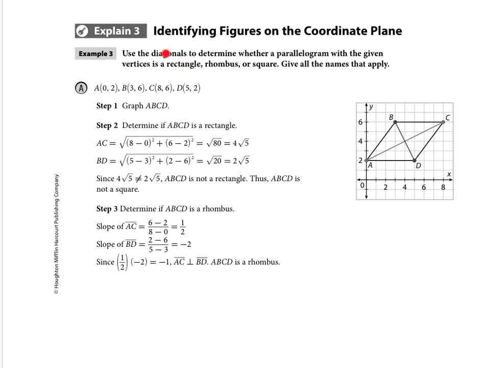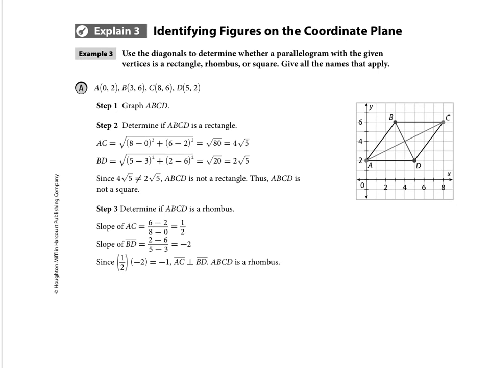So if it's not a rectangle, we know that it could possibly still be a rhombus. We do know if it's not a rectangle that it can't also be a square, but it could still be a rhombus, so let's check that out. Step 3 asks us to determine if it's a rhombus. Now, if it's a rhombus, its diagonals, remember, are going to create right angles, so they're going to be perpendicular. So let's calculate this now by using slope. The slope of AC between these 2 points here, we're going to go with 6 minus 2, y2 minus y1, over 8 minus 0, and that does simplify to 1/2.